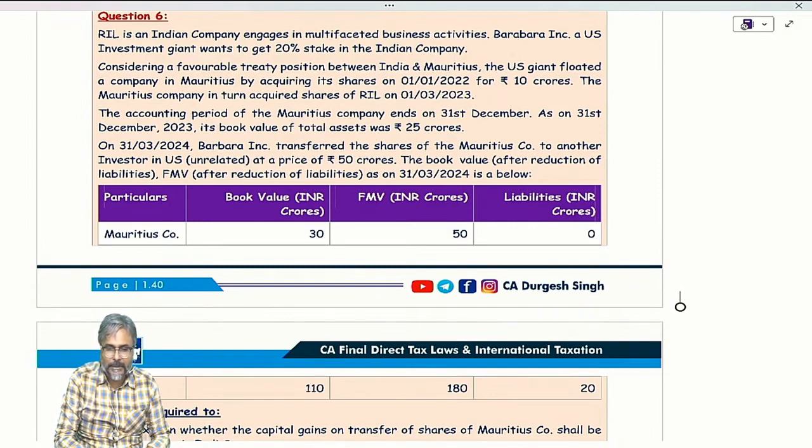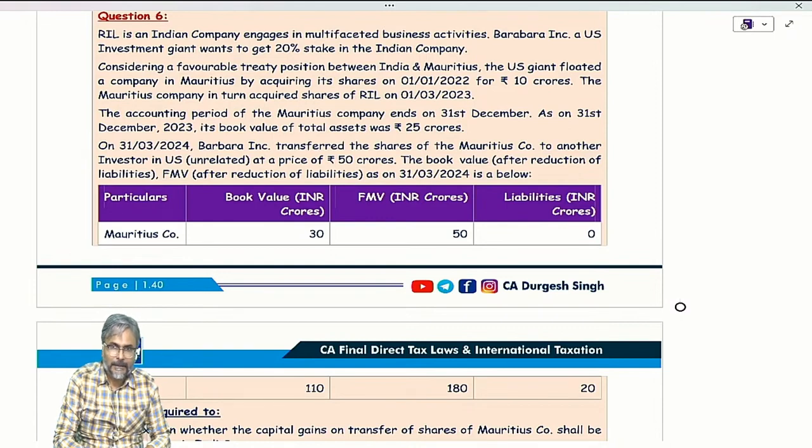On 31st of March 2024, Barbara Inc. transferred the shares of the Mauritius company to another investor in US, unrelated, at a price of ₹50 crore. The book value after reduction of liability, and fair market value after reduction of liabilities. This is important. Highlight the words after reduction of liability in the fair market value.